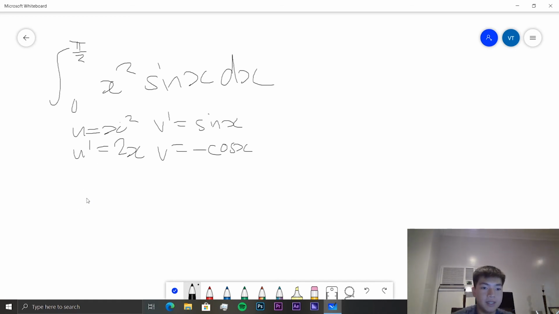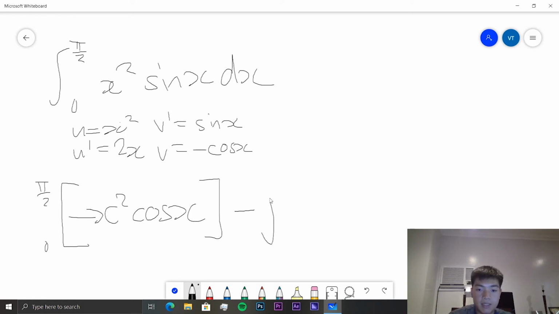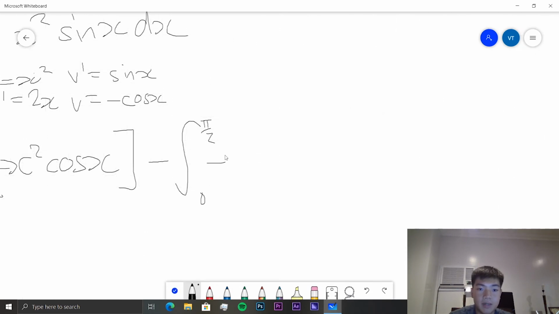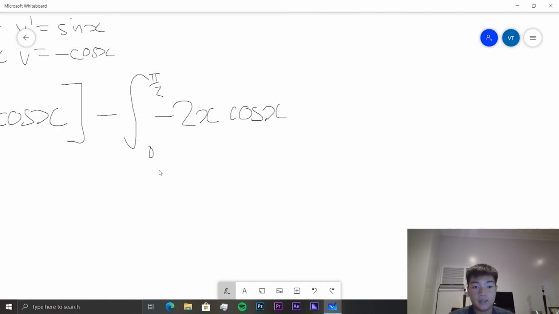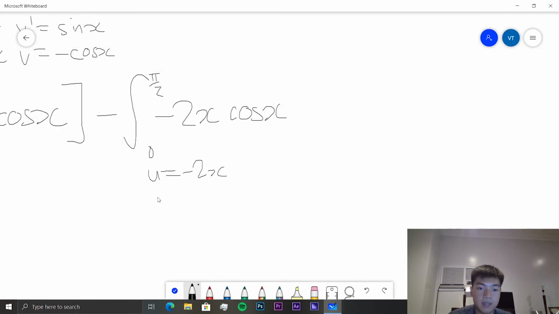So this is equal to the integral from 0 to pi over 2 of negative x squared cosine x minus the integral from 0 to pi over 2 of minus 2x cosine x. And then to integrate this, again, we do it by parts. So u is equal to negative 2x, u prime is equal to negative 2, v prime is equal to cosine x, and v is equal to sine x.